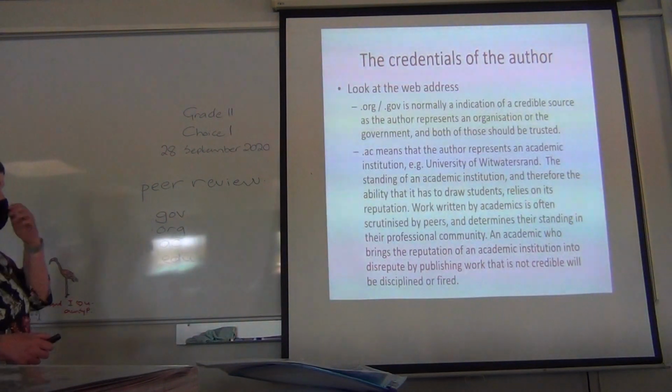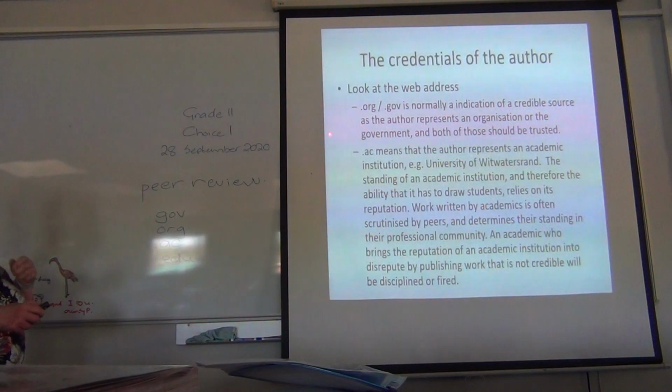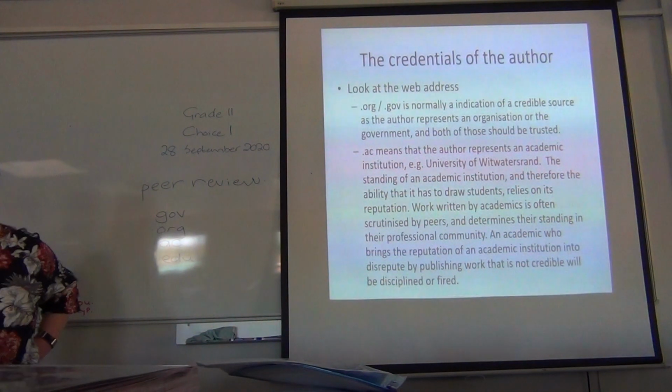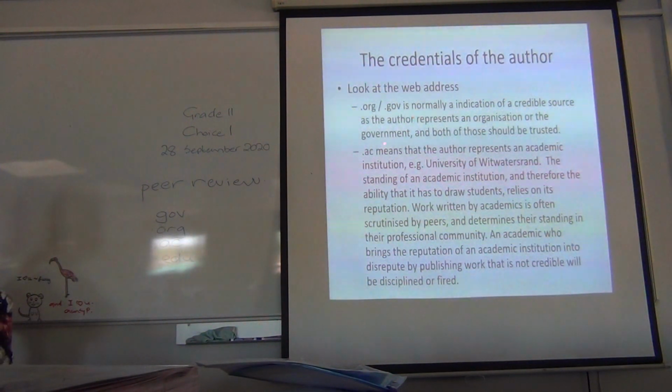Okay, right. Look at the web address. So .org, .gov, .ac or .edu is an indication of a credible source because the author represents an organization or the government, and both of these should be trusted, in theory. So if you have an article that is written by somebody who's the chairperson of the World Health Organization, you would trust it, unless you're Trump, and then you're an idiot. But he should trust the World Health Organization guy and the information that he's getting on COVID from them.